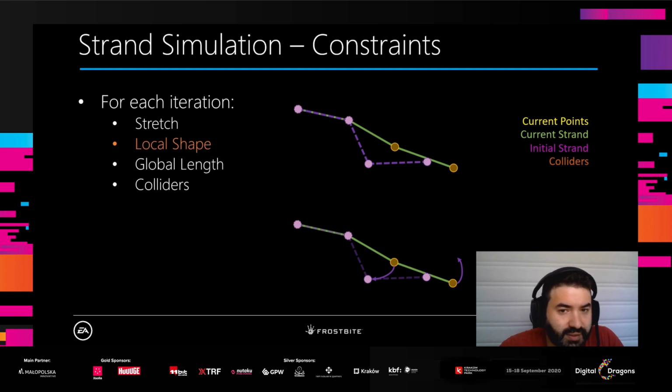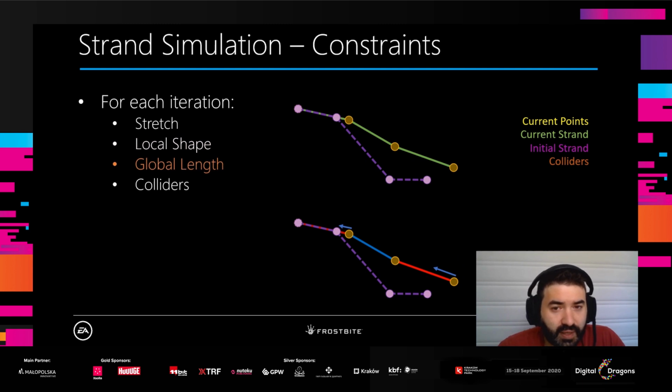The local shape constraint is probably our most interesting constraint. I'll give you a quick introduction now, but we'll go into more details later on in the presentation. The role of the local shape constraint is to maintain the authored style. And to do so, the constraint will try to maintain the orientation each segment has with its parent. As for the stretch constraint, both parent and child are displaced by the constraint.